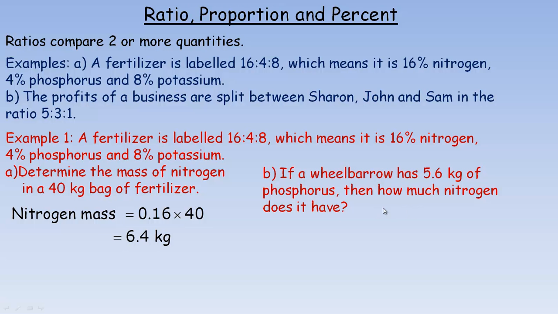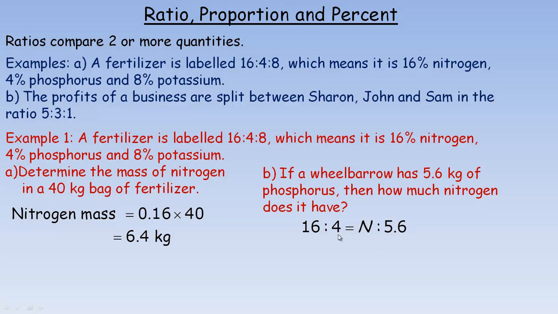In B here, we're told instead that this wheelbarrow has a certain amount of fertilizer in it, and 5.6 kilograms of it is phosphorus. So we're asked how much nitrogen would it have in that wheelbarrow. Remember the ratio up here, and we don't need the 8 because the question has nothing to do with potassium. We're really only dealing with the nitrogen and the phosphorus, so we only need the 16 and the 4. So the ratio of nitrogen to phosphorus is 16:4, and we're told there's actually 5.6 kilograms of phosphorus.